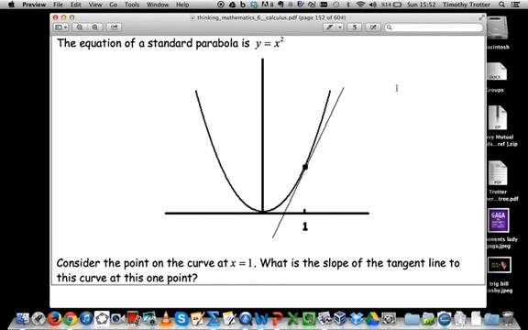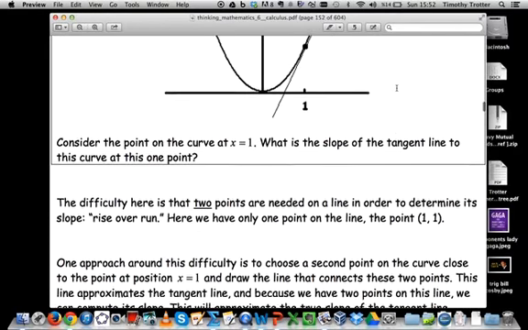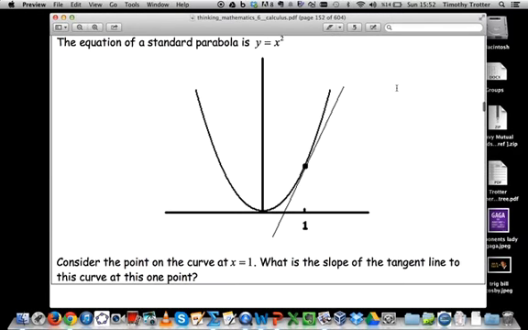One possible way that mathematicians explored to get the answer was through the use of secants, because in order to find the slope of this tangent line, or any line, we need 2 points, and in a tangent there's only 1 point, and so therein lies the difficulty.